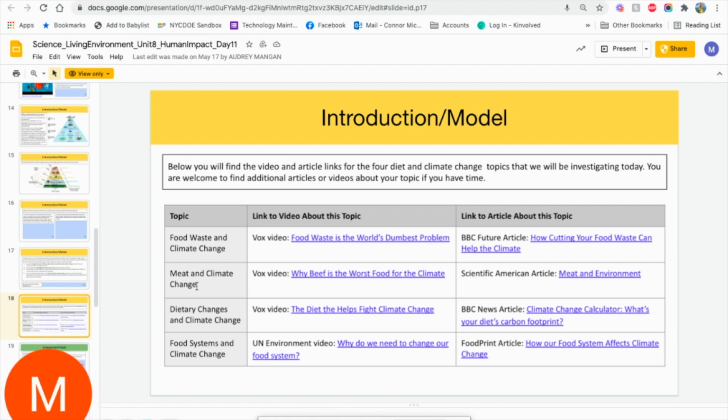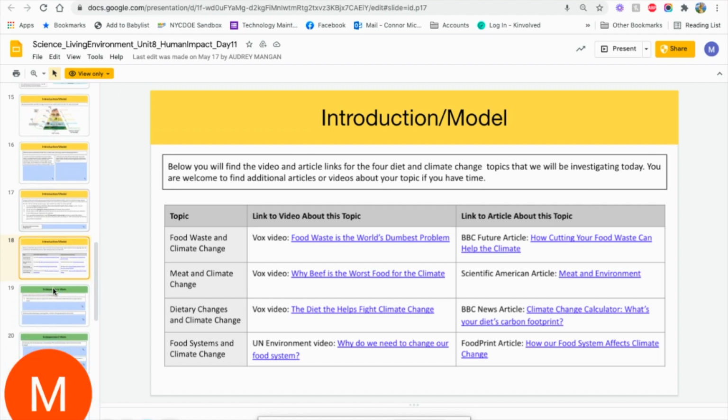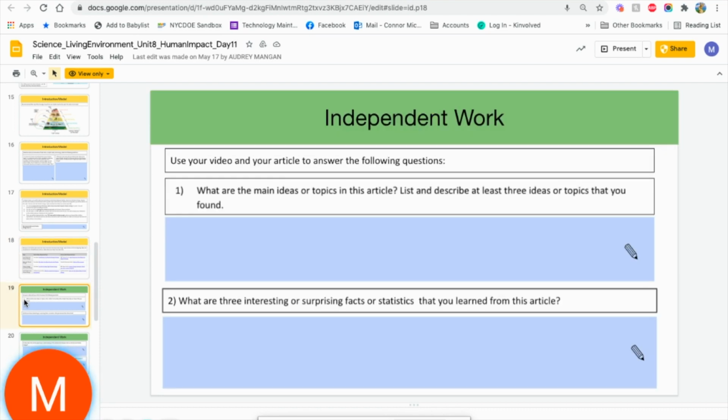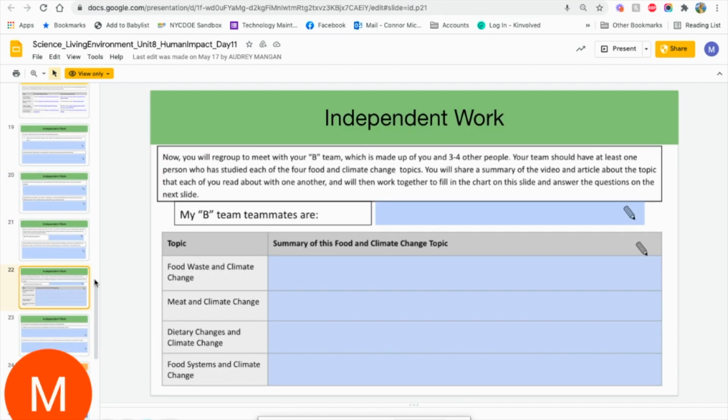So food waste, meat, dietary, and food systems. And each student or pair originally would be responsible for one of those topics. So they'd go through and look at both sets of information and answer the independent questions. Then we'd regroup them. So it's like a jigsaw with 3 or 4 other people. This way there's one specialist for each section.